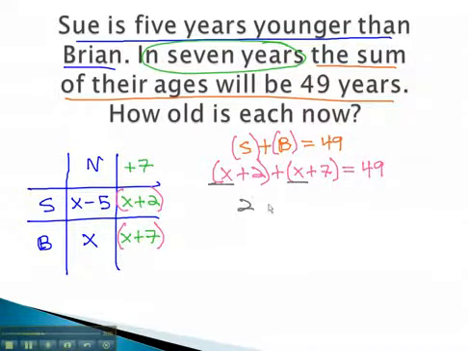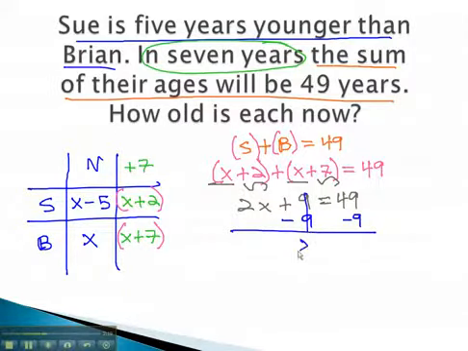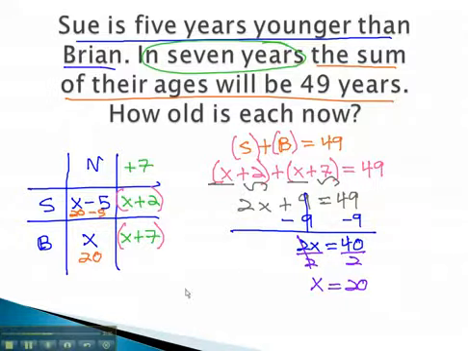First, we can combine like terms. 2x plus 9 equals 49. Subtracting 9 from both sides will give us 2x equals 40. Dividing both sides by 2 will tell us that x equals 20. Recall from our table, we said x was Brian's age. Sue is x minus 5, or 20 minus 5. This means Sue is 15 years, and Brian is 20 years.